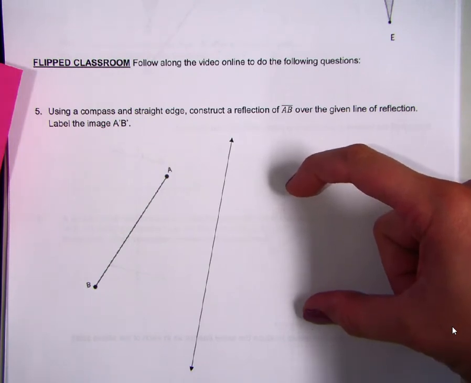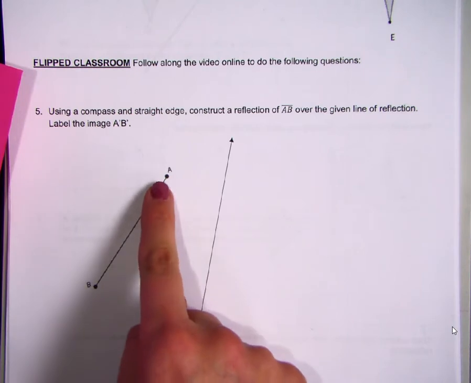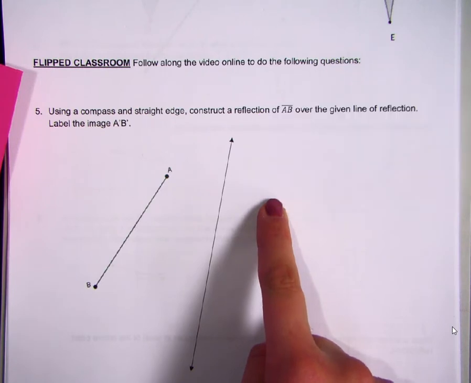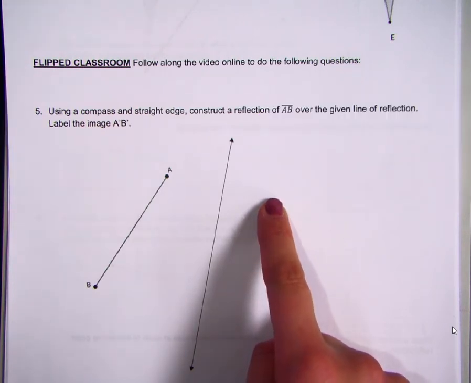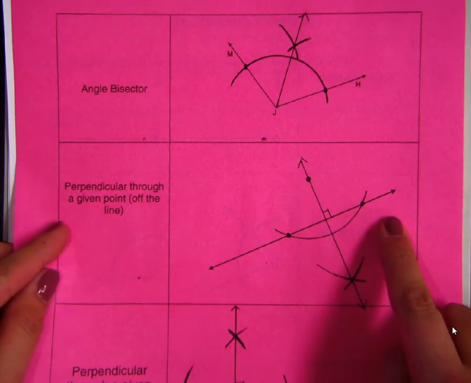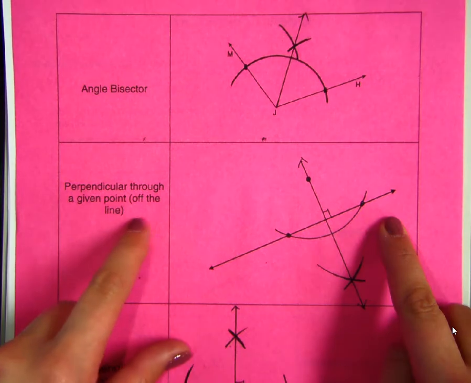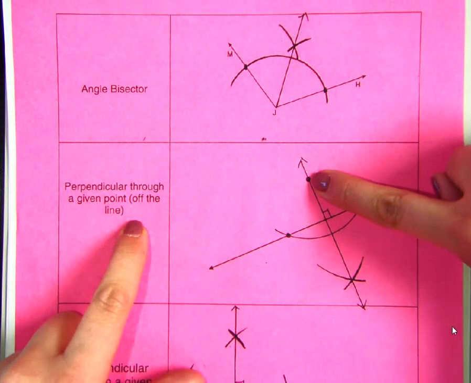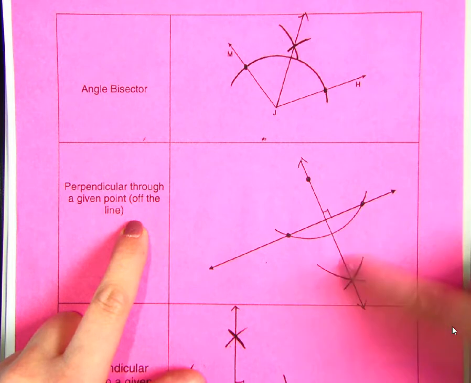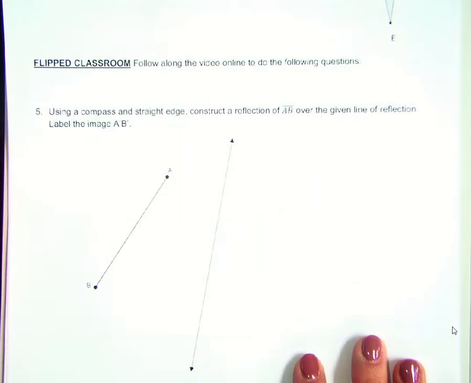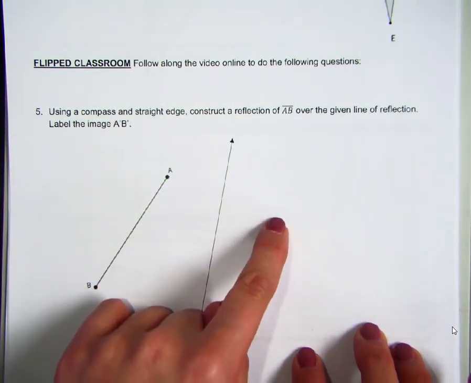You have to remember the concept that we learned when a point reflects perpendicularly over a line. We are going to be referring to one of our 6 basic constructions, the middle one: perpendicular through a given point off of the line. So this would be my point that I would be reflecting. I want to take point A and reflect it perpendicularly over the line.